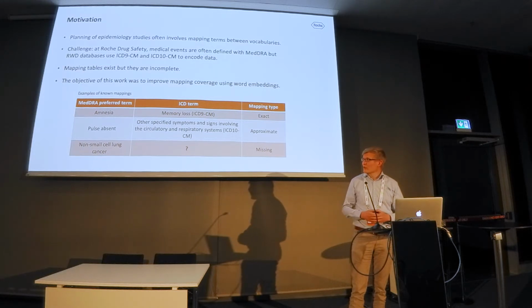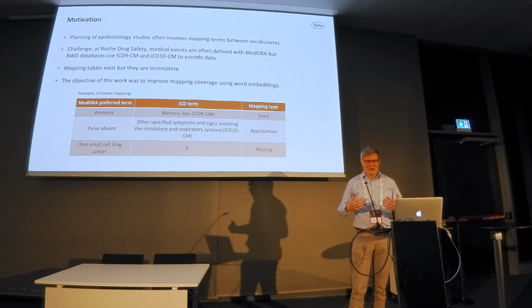I have a few examples of MedDRA terms here. For example, amnesia has a direct exact mapping to ICD. So in MedDRA, you talk of amnesia. In ICD-9, you talk of memory loss. That's easy. Whereas we have an event called pulse absent. It has a mapping, but it's approximate. So it's been mapped to something like other specified symptoms, which is very unspecific, which can cover lots of different events. And there are also MedDRA events like non-small cell lung cancer, which is the most common type of lung cancer. If you look at the mapping tables, it doesn't really have a direct mapping in ICD-9 and 10, which was actually pretty surprising.